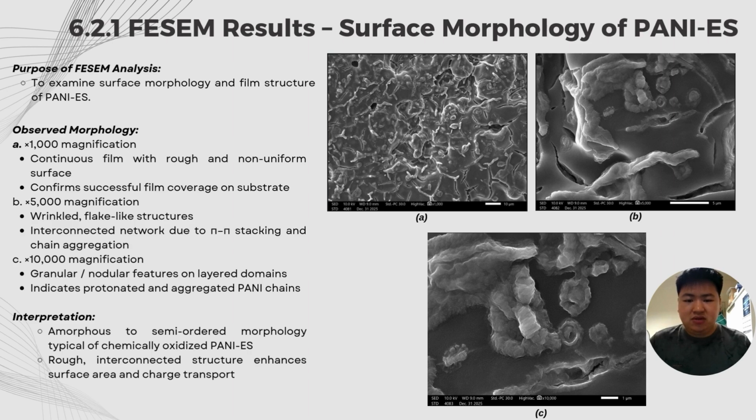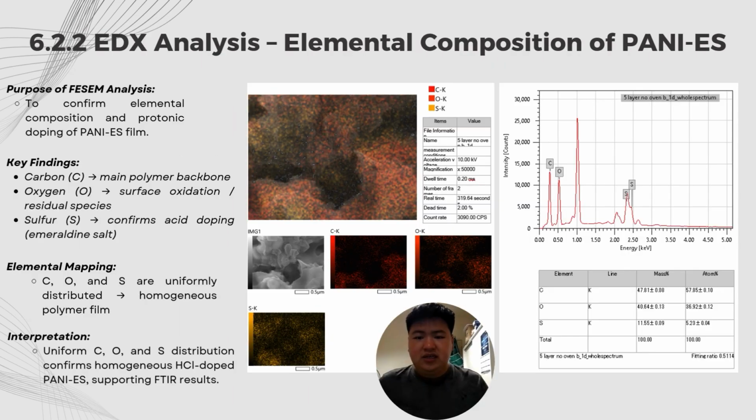Lastly, EDS analysis was used to support the elemental composition of the PANI-ES film. The spectrum showed dominant carbon and oxygen signals from the polymer backbone along with a clear sulfur signal originating from the acid dopant. Elemental mapping confirmed that carbon, oxygen, and sulfur are uniformly distributed across the film surface, indicating homogeneous doping and coating. Although EDS cannot detect protons directly, the presence and uniform distribution of sulfur strongly support the formation of polyaniline in its emeraldine salt form.